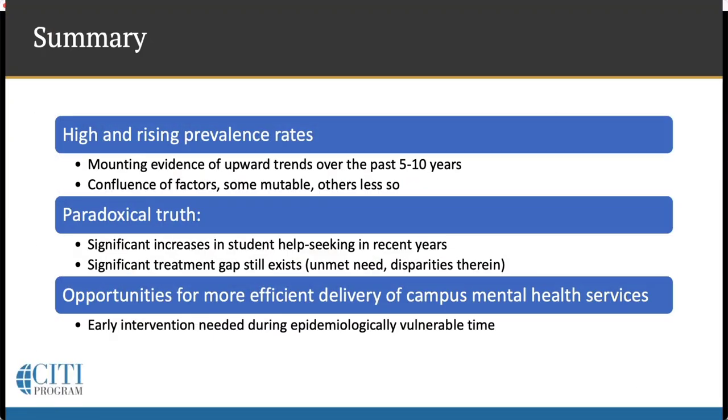So just to summarize the state of campus mental health and what we know, high and rising prevalence rates. So we have mounting evidence of upward trends over the past 5 to 10 years. There's a confluence of factors that can help to explain this. Some are mutable, others less so. There's this paradoxical truth where we've seen significant increases in student help seeking in recent years, but there's still this significant treatment gap that exists in terms of unmet need and the disparities therein. There are many opportunities for a more efficient delivery of campus mental health services and a need for early intervention, again, during this epidemiologically vulnerable time.